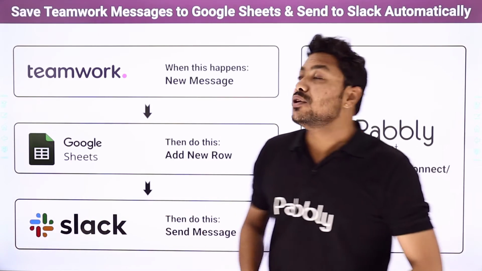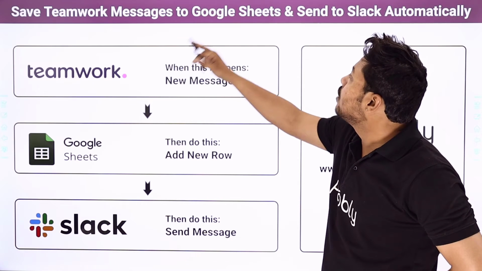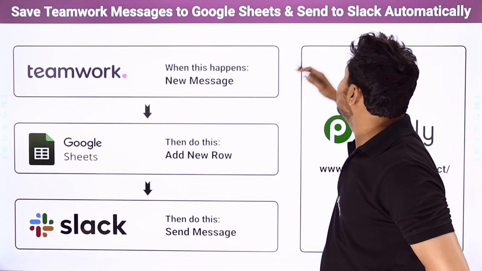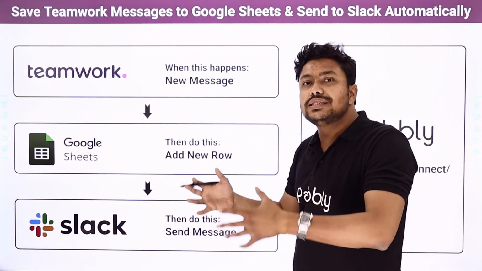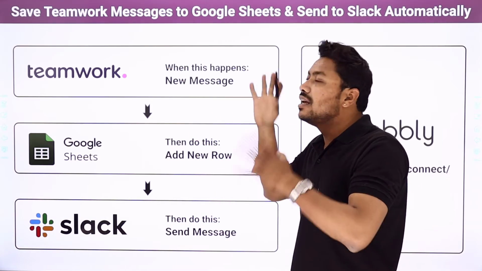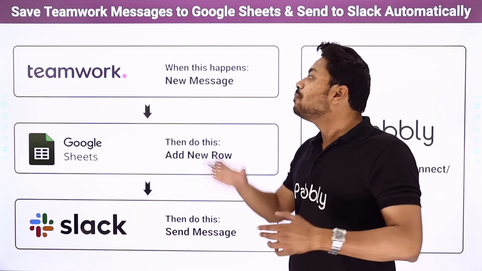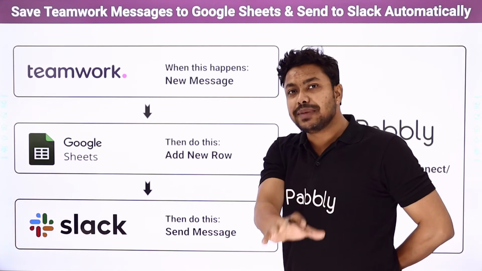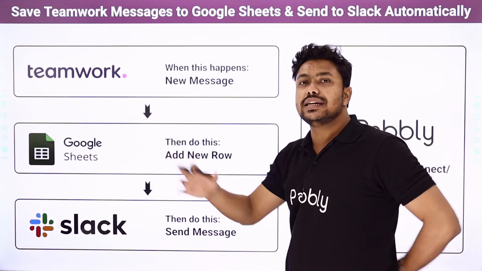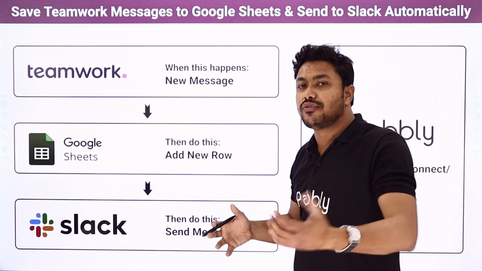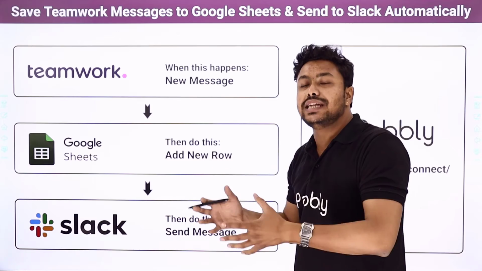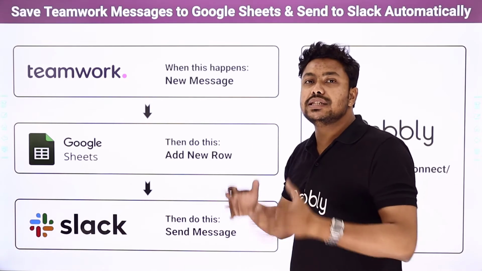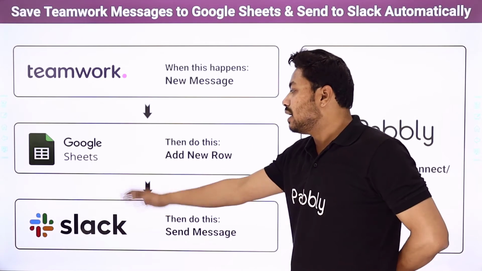So today I am going to tell you how you can save Teamwork messages to Google Sheets and then send them to Slack automatically. Now you must have seen this title so you know what we are going to do. Teamwork is a project management software. Google Sheets is the favorite spreadsheet program of many people in this world, and Slack is a channel where you can make your team and then you can send messages to all of them together on a particular channel.